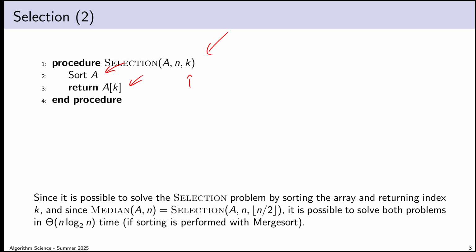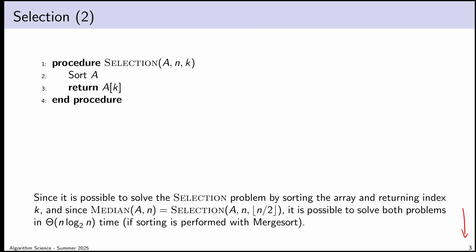Okay, problem solved. And because median is actually a special case of selection, I can solve median by just calling selection with the index floor of n over 2. Well, then I guess I've solved the problem. Great. And it's even better. I've solved it in n log n time because I know this sorting step can be done with merge sort, which we know is worst case n log n. So we're done. Okay, we can move on from sorting.